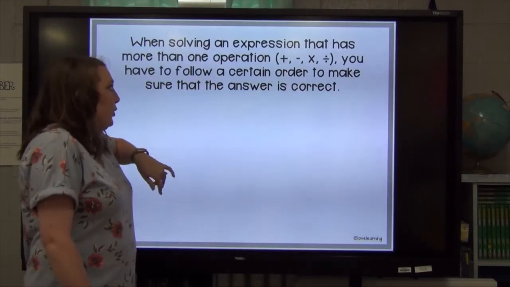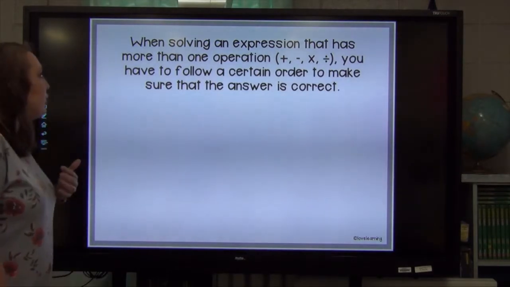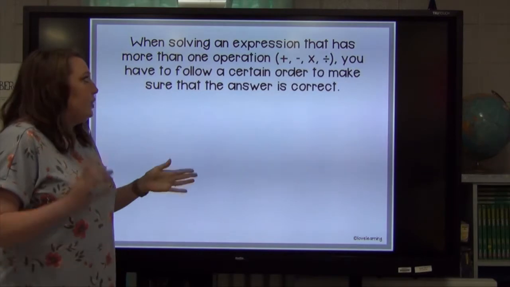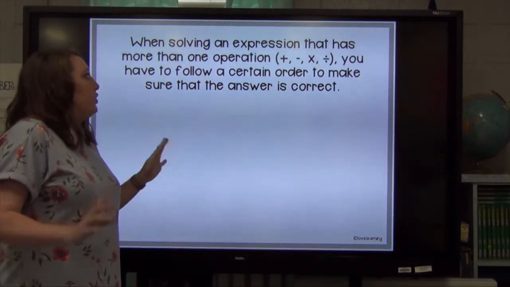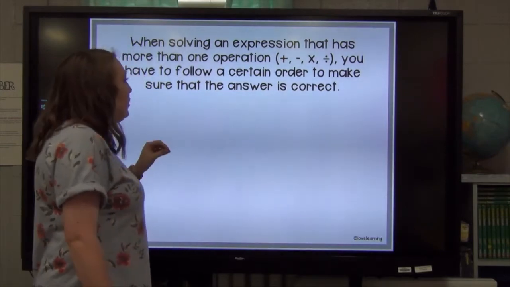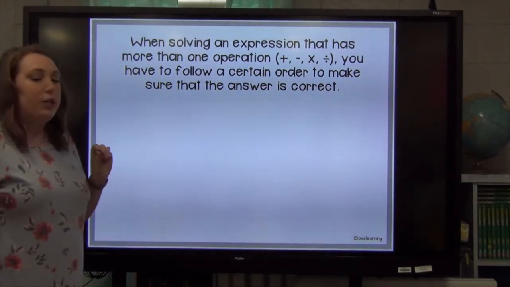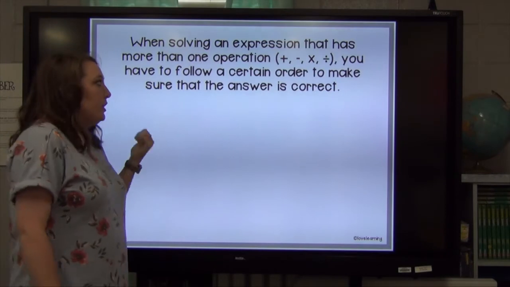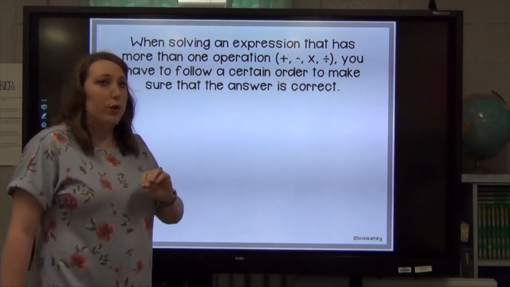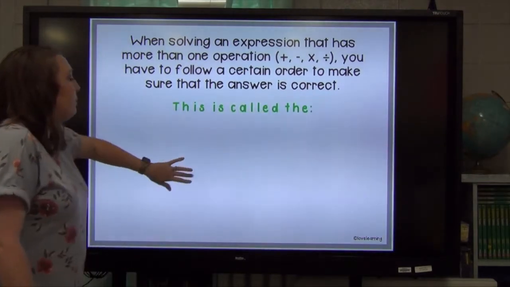That leads us into order of operations. When you're solving an expression that has more than one operation, it can have addition, subtraction, multiplication, it can have all four, even division. You have to follow a certain order to make sure the answer is correct. So just like before we had two different answers, we had to solve it using the order of operations. Okay?